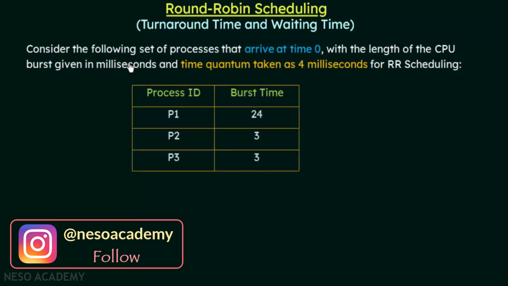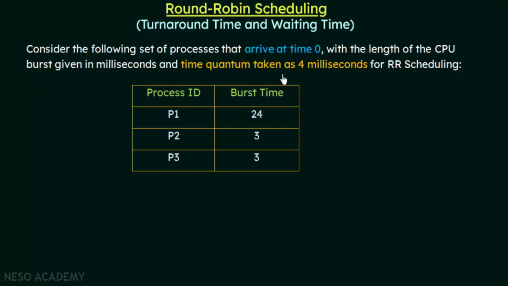Consider the following set of processes that arrive at time 0, with the length of the CPU burst given in milliseconds and a time quantum of 4 milliseconds for round-robin scheduling. We are given 3 processes, P1 to P3. P1 has a burst time of 24 milliseconds, P2 of 3 milliseconds, and P3 also of 3 milliseconds. All these processes arrive at time 0, and the time quantum is 4 milliseconds.